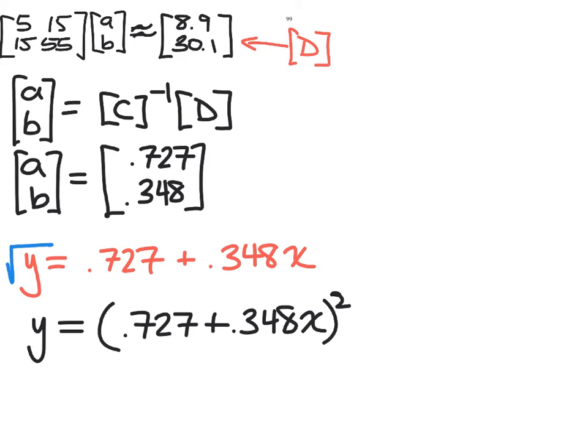So 0.727 plus 0.348x as a quantity squared. All right. So in either case, you could say, okay, yeah, I see it. Like this parabola was fit in such a way that, you know, a parabola exists in a whole lot of other locations, but it's sweeping down and it's coming up and grabbing these points along the way.